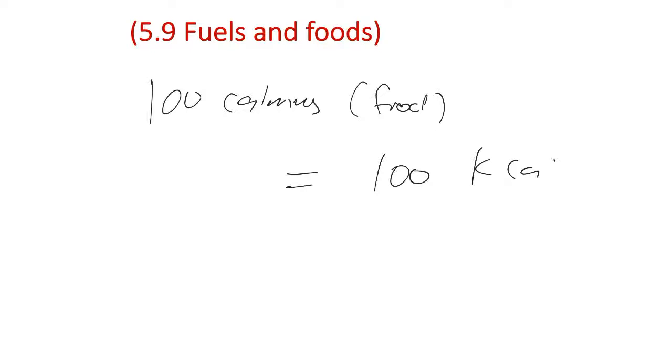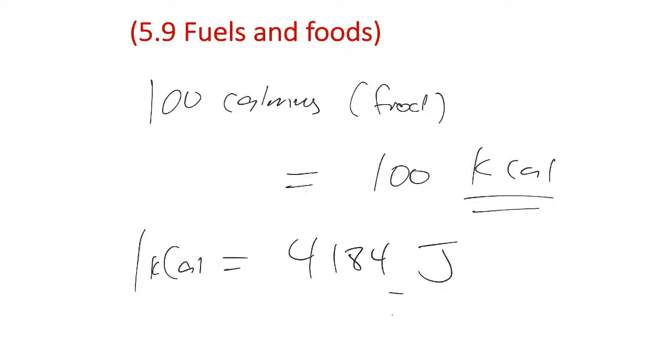Fuels and foods, we don't discuss too much other than I like to remind you guys of something: when you're looking at a food label and you see a bag of chips has 100 calories, in terms of thermodynamics that corresponds to 100 kilocalories. The calories on food labels are really kilocalories. And one kilocalorie, one kcal, is equal to 4,184 joules, or 4.184 kilojoules.